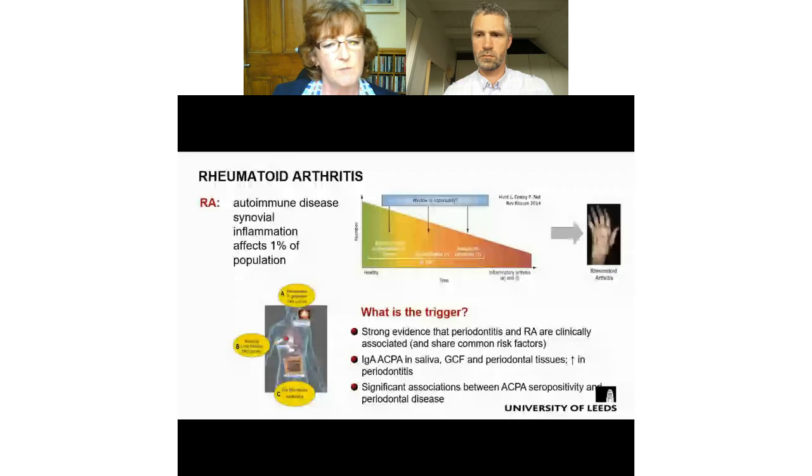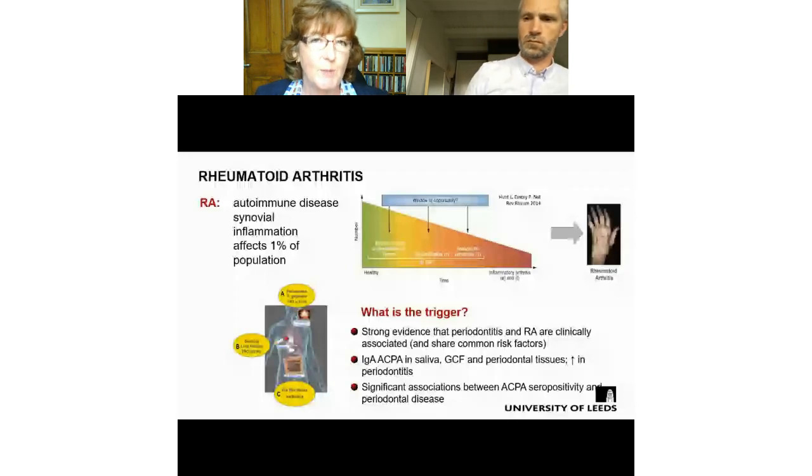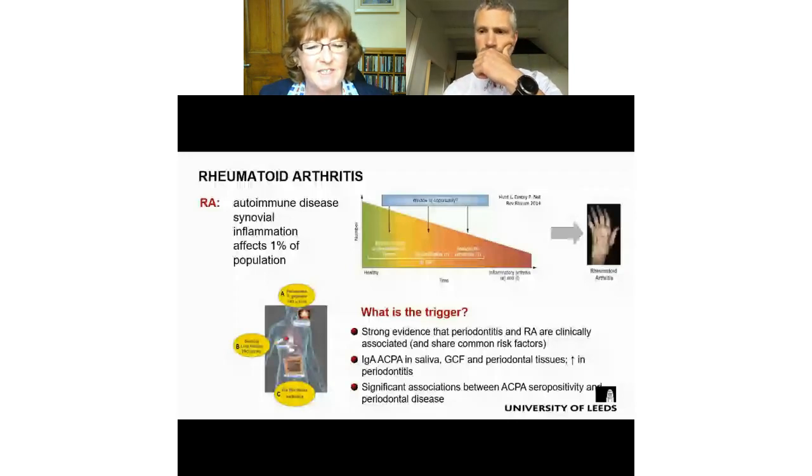So in terms of periodontitis and rheumatoid arthritis, there is strong epidemiological evidence that periodontitis and established rheumatoid arthritis are clinically associated, and they share some common risk factors like obesity and smoking. ACPA IgA have been detected in saliva, the antibodies are detected in GCF and in periodontal tissues, and these can increase in periodontitis. There are also significant associations between ACPA seropositivity and periodontal disease.